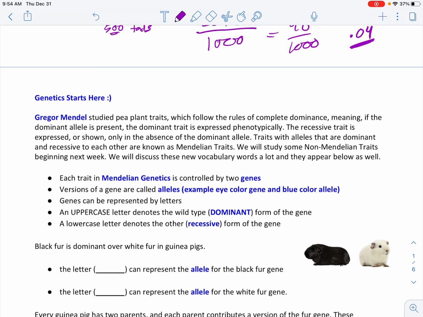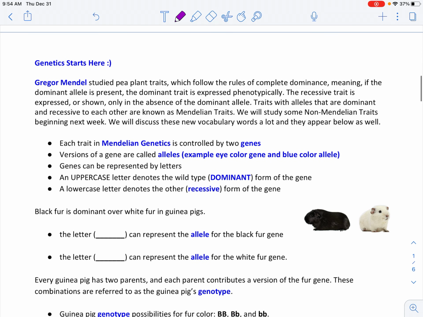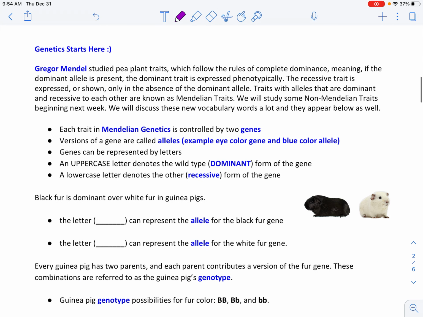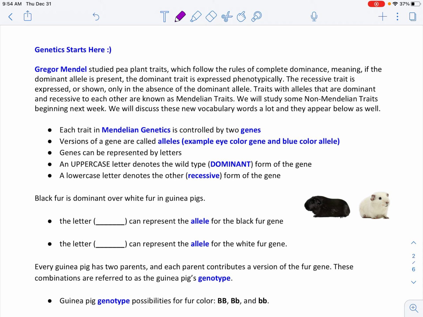So not a quote-unquote scientist, but he did scientific studies, collected a ton of data, and made some really interesting observations, and through those observations got to understand heredity and how traits are passed from parents to offspring. So there's a lot of vocab here, but we'll be using it a lot through the next 3 weeks, so you'll get used to it.